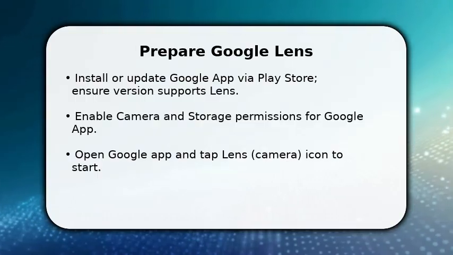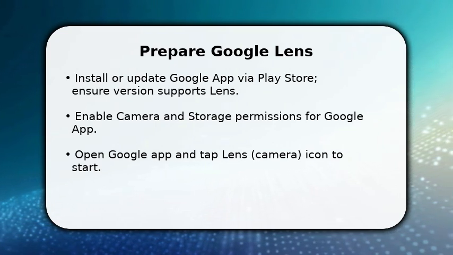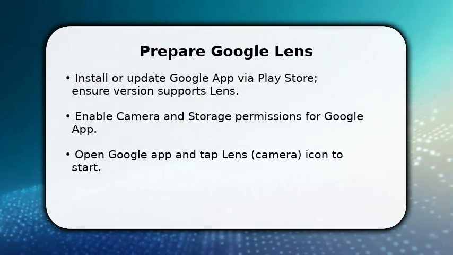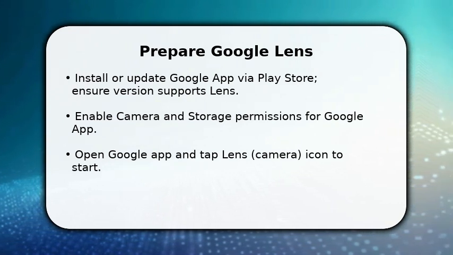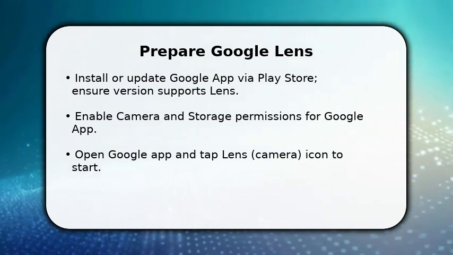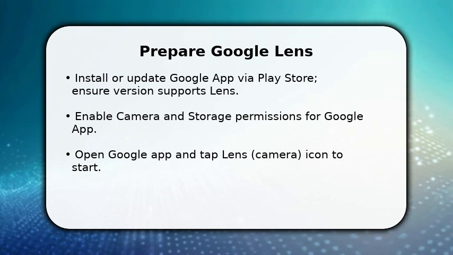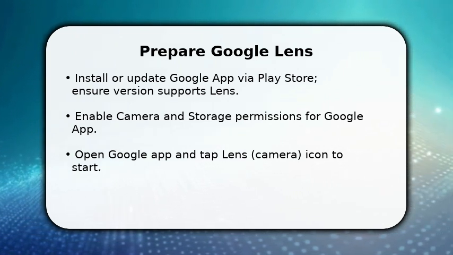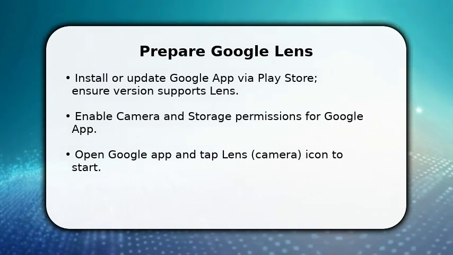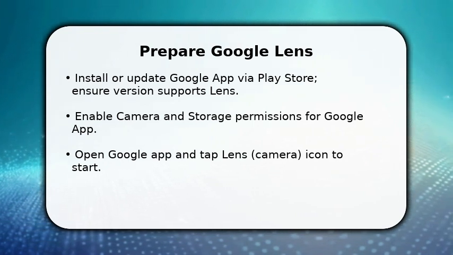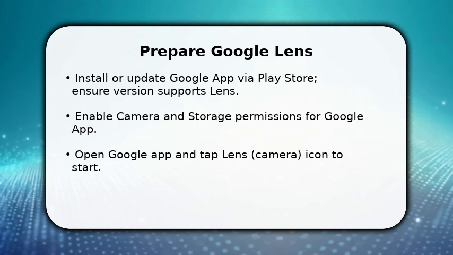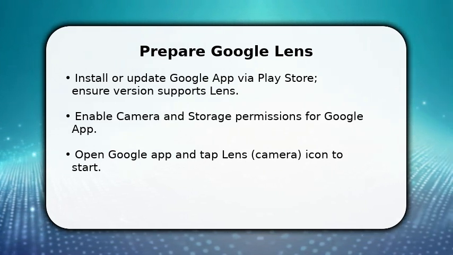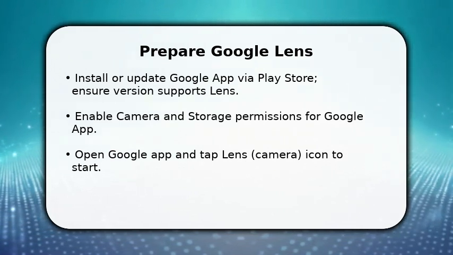You'll start by preparing Google Lens because Circle to Search uses Lens Selection tool. Open the Google app now and confirm it's updated. Make sure camera and storage permissions are allowed so Lens can analyze images. Once done, tap the Lens icon in the search bar to enter Lens mode. This prepares the on-screen tools you need. Do not open the camera app instead because the selection tool only appears inside Google Lens within the Google app.